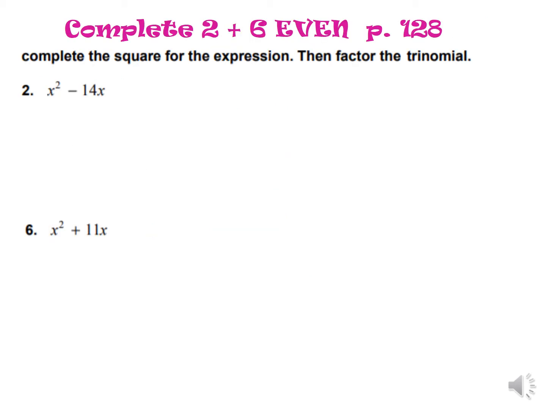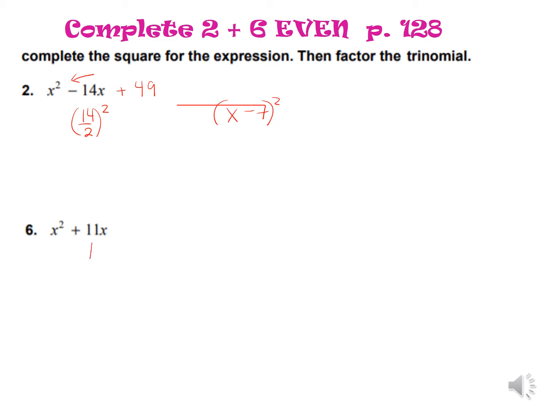Okay, let's do a couple from your journal. So the first thing I'm going to do is identify my b. It's 14. I'm going to divide by 2. Then I'm going to square it. So 7 squared would be 49. Okay, then I can factor it. Remember, the sign is borrowed from there, so it's x minus 7 squared.